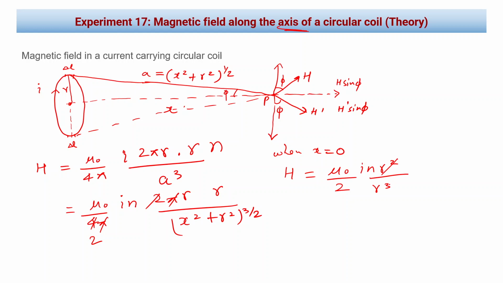Again this will reduce to mu naught over 2 I n divided by r, so the expression will be mu naught I n divided by 2r. This will be the magnetic field at the center of this current carrying coil, which has n number of turns in the coil.